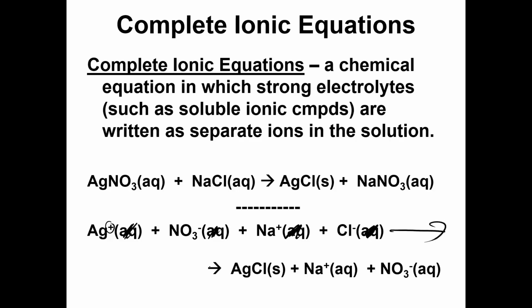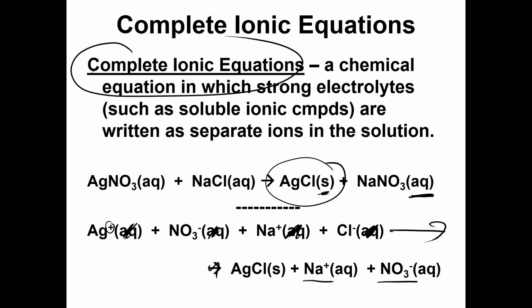And then, all right, we have this stays together as a solid, so we don't break that apart. The little s indicates that, but this is aqueous still. So you have sodium and nitrate ions. That's called the complete ionic equation. That's what we see down here.